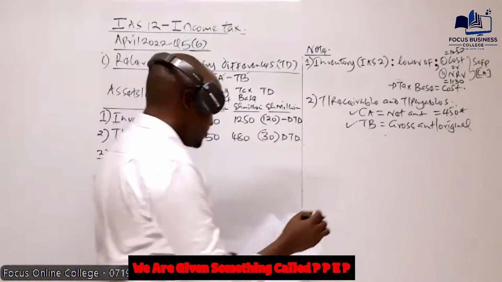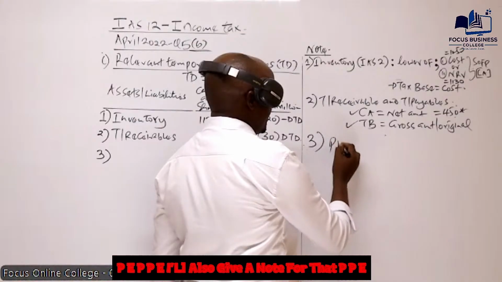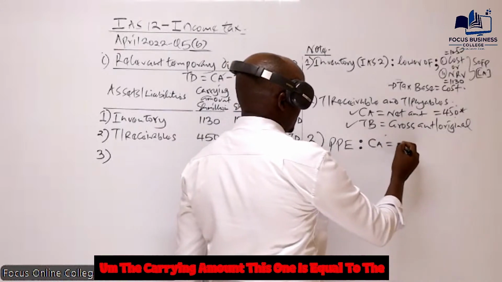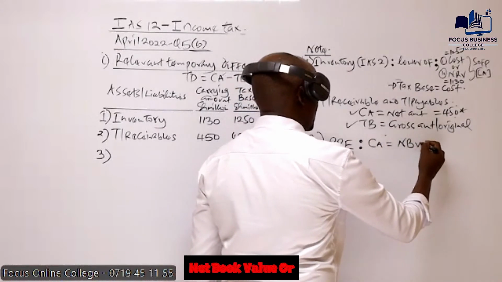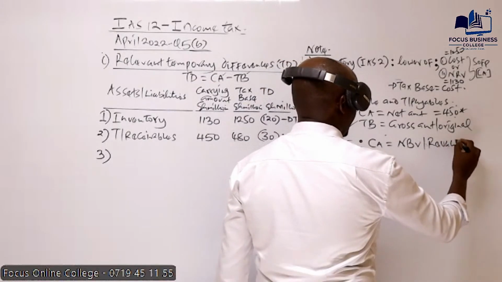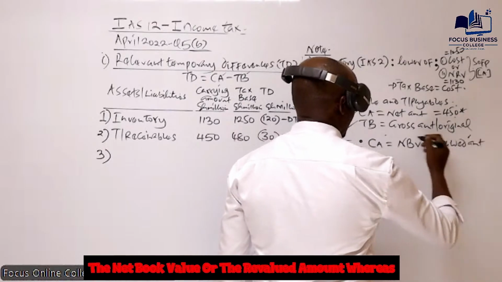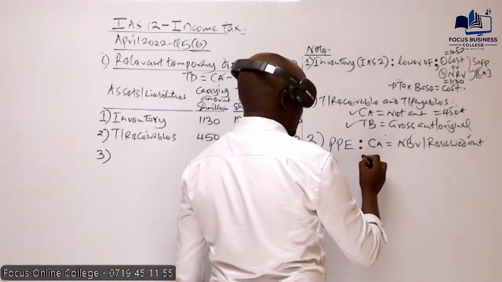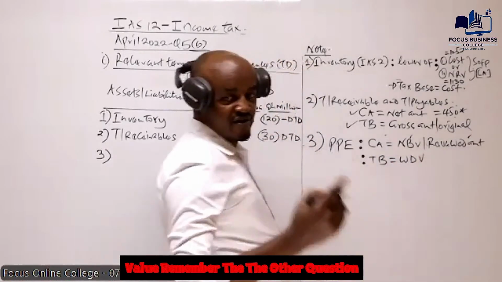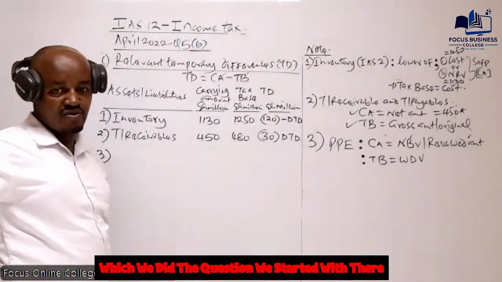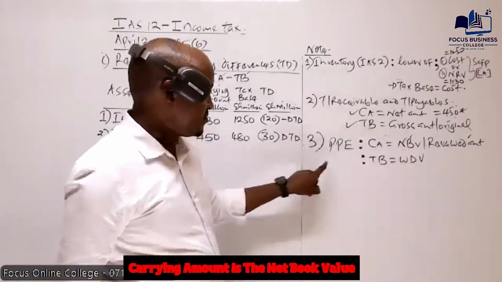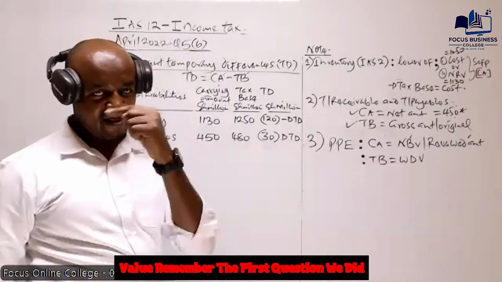So then note number 3, we are given something called PPE. I'll also give a note for that. PPE, the carrying amount is equal to the net book value or the revalued amount based on what you are given, whereas the tax base is equal to something called the written down value. Remember the other question which we did, the question we started with, we said in case you are given an item of asset, carrying amount is the net book value, and then tax base is the written down value. Remember the first question we did.